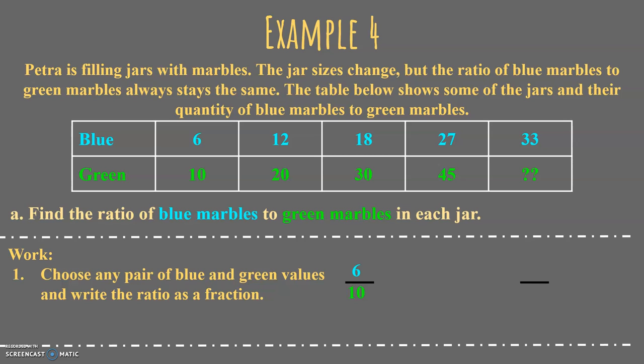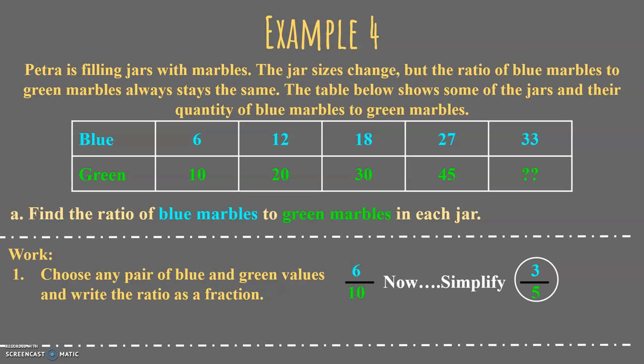Choose the first one, 6 to 10. There are 6 blue marbles, so there are 10 green marbles. All right? To find the base ratio, we need to put this fraction in simplest form by simplifying. We do that by dividing both top and bottom by a common factor, in this case, by 2. 6 divided by 2 is 3. 10 divided by 2 is 5. Can't simplify any farther than that. Both of those are prime numbers.